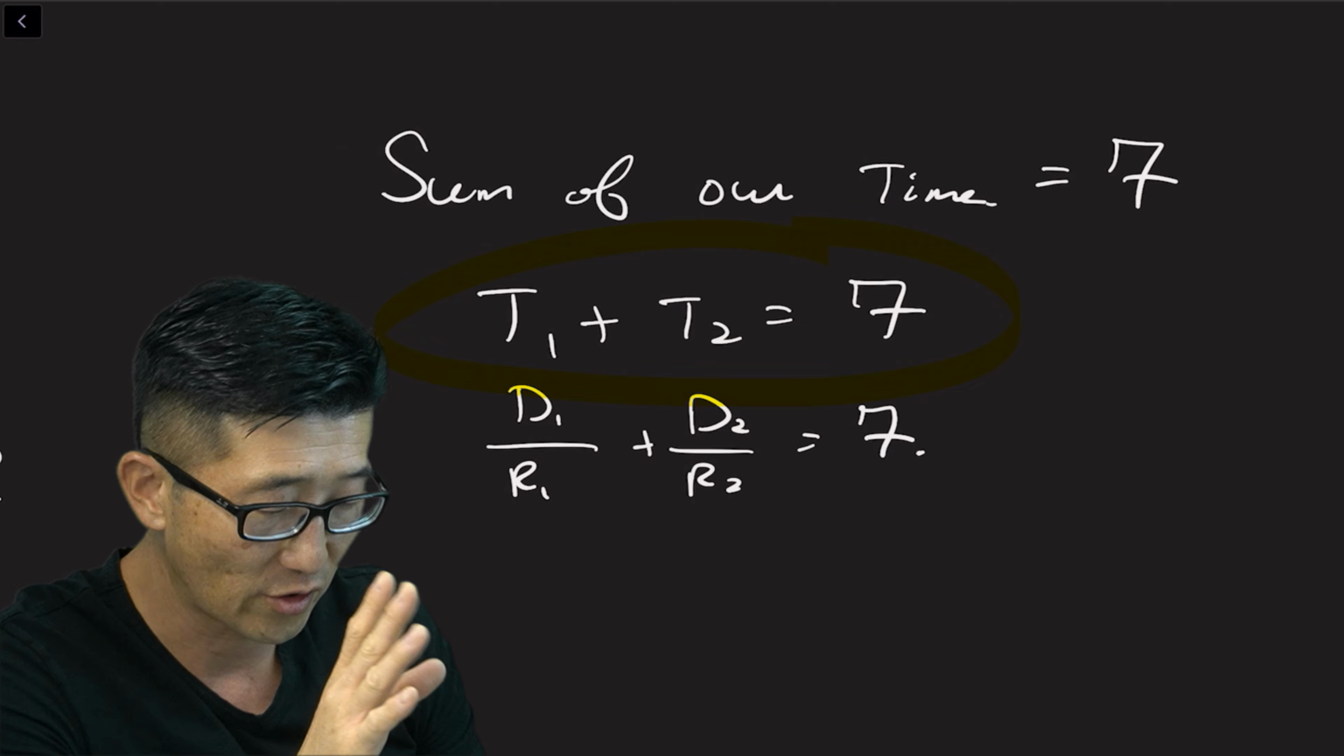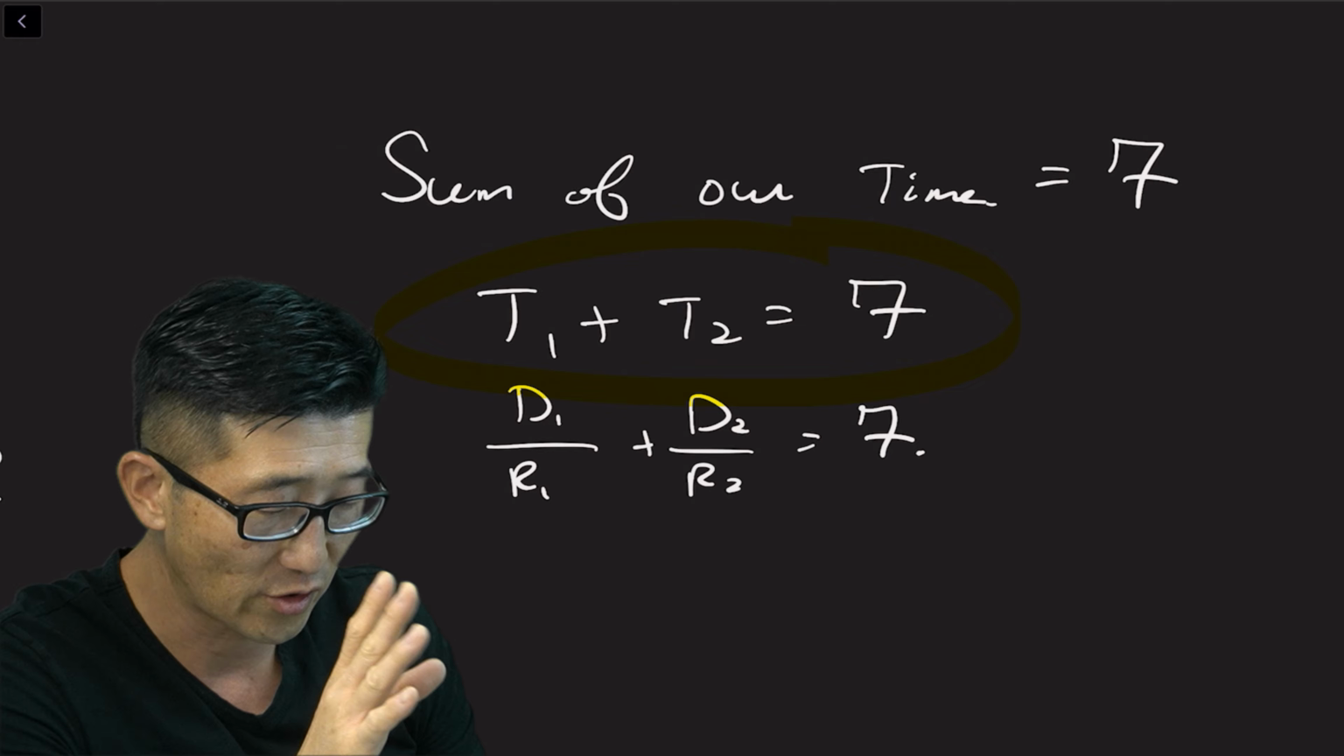Let me give you another example. Let's imagine that the time it took for you to hike a mountain was, well, we don't know. And the time that it took me to hike a mountain was something. But if we add it up together, the sum of our time, let's say it equals 7 hours total. Then how do we write our equation? T1 plus T2 equals 7. Now you're thinking, well, again, we don't know what the time is. We just know the sum of it.